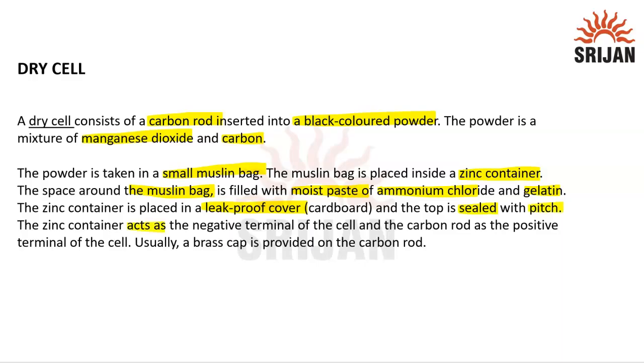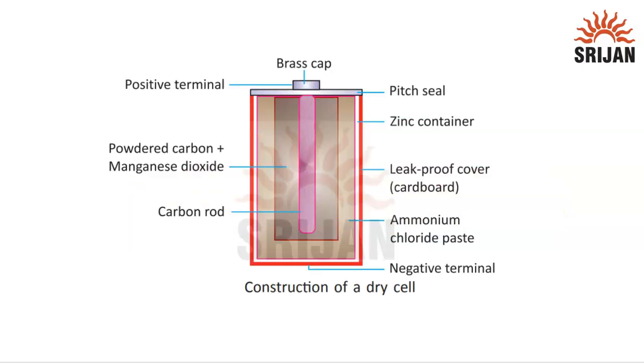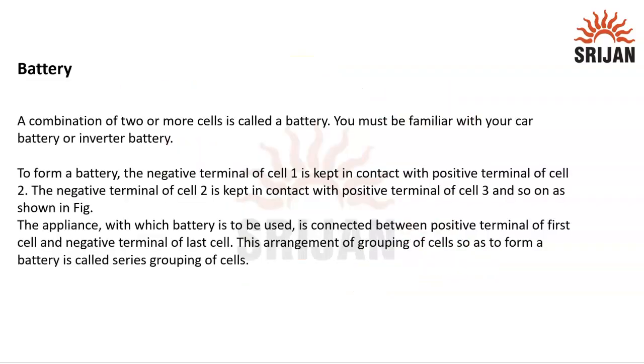The zinc container acts as the negative terminal of the cell and the carbon rod acts as the positive terminal of the cell. Usually, a brass cap is provided on the carbon rod. So here is the construction of a dry cell. Here we are able to see a brass cap. This is our zinc container, this is our pitch seal, and here the powdered carbon plus manganese dioxide and a carbon rod inside. Also the ammonium chloride paste, and here are two terminals. One is negative and the other is the positive terminal of this dry cell.